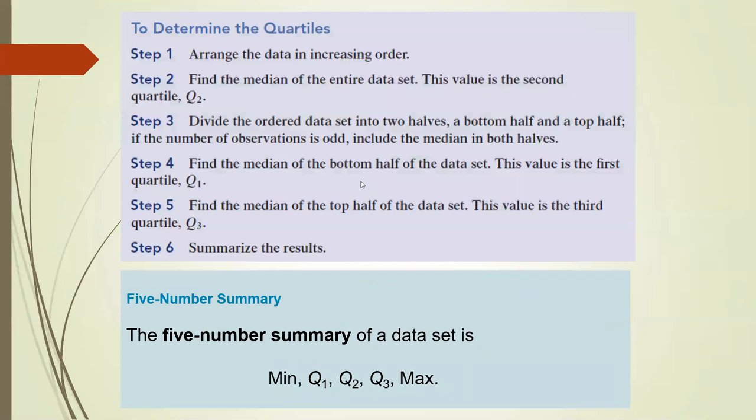Okay, so how you do this, right? How you find the quartiles for a data set. First thing you're gonna do is you're gonna arrange the data in increasing order. Okay, so if I give you a data set, always just take it and put it in increasing order. Always, always, always find Q2 first. Okay. Divide the data set into two halves. Okay, and I'll show you how to do this. Then you're going to find Q1, median of bottom half of data.